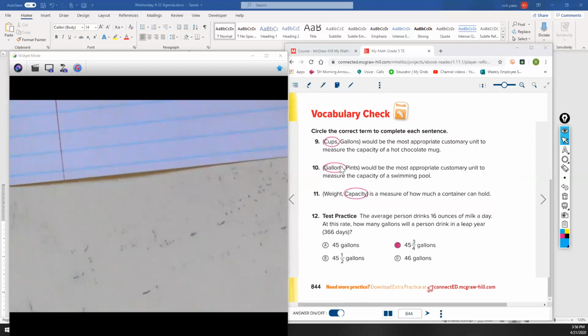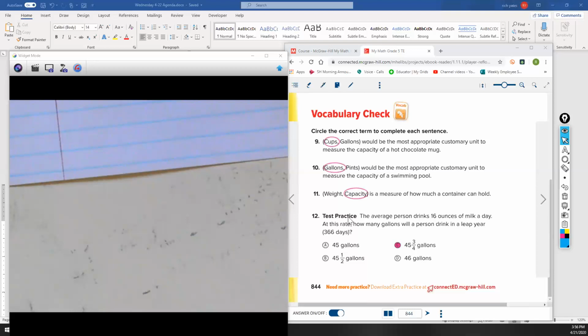Gallons would be the most appropriate customary unit to measure the capacity of a swimming pool, because it doesn't say precise. Here it says appropriate, meaning when you've got a lot of liquid, like in a swimming pool, you want to go with a big unit of measurement like gallons. You're going to have lots and lots of pints, and people would measure liquid in a swimming pool using gallons. Capacity is a measure of how much a container can hold. Weight is how heavy it is.